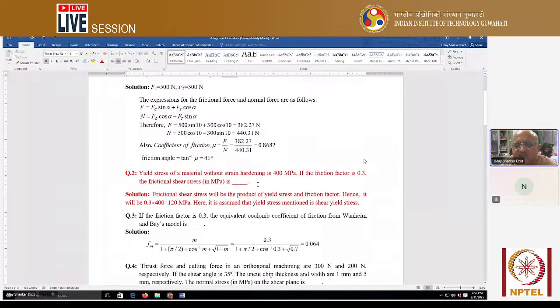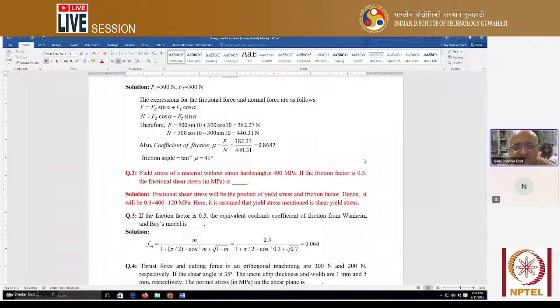So the friction factor is a concept related to yield stress. So frictional shear stress will be the product of yield stress and friction factor. Okay, no, it should be yield shear stress actually. That's why I have made it red. That means there was some mistake. Suppose you give 0.3 into 400. So this comes out to be 120 megapascal, but this is the yield stress of a material.